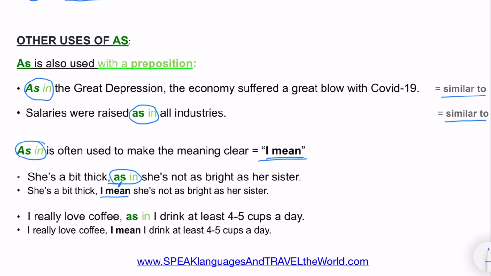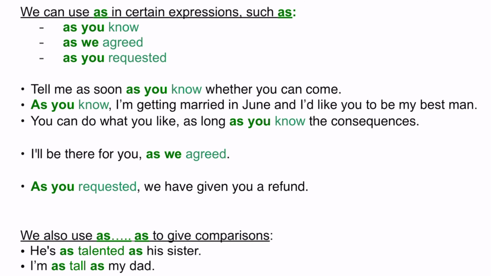I really love coffee, as in I drink at least 4 to 5 cups a day. As in means I mean. I really love coffee. I mean I drink at least 4 to 5 cups a day. We can use as in certain expressions, such as, for example, as you know, as we agreed, as you requested. Tell me as soon as you know whether you can come. As you know, I'm getting married in June and I'd like you to be my best man.